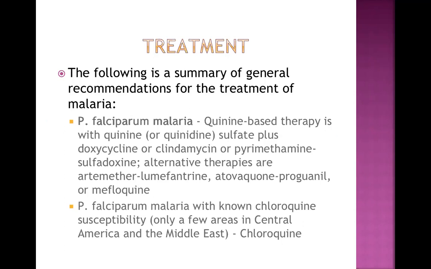The following is a summary of general recommendations for the treatment of malaria. In Plasmodium falciparum malaria, these days, chloroquine is resistant in most parts of the world. So we usually go for quinine-based therapy. We may use some other drugs along with quinine, like doxycycline or clindamycin, or the pyrimethamine and sulfadoxine combination. Some alternative therapies are also there, like the artemether and lumefantrine combination, the atovaquone and proguanil combination, or simply mefloquine. But usually in many hospitals in the world, they start with quinine along with doxycycline or clindamycin, or they can go for the artemether and lumefantrine combination.